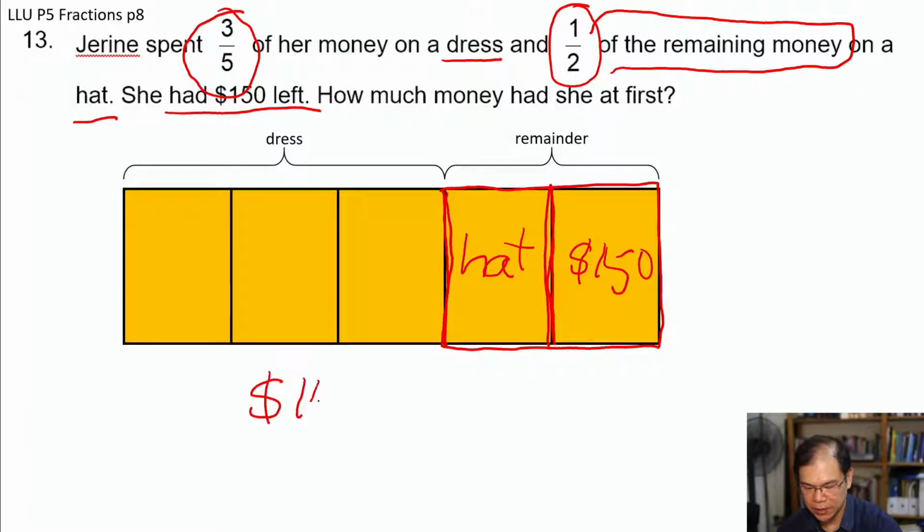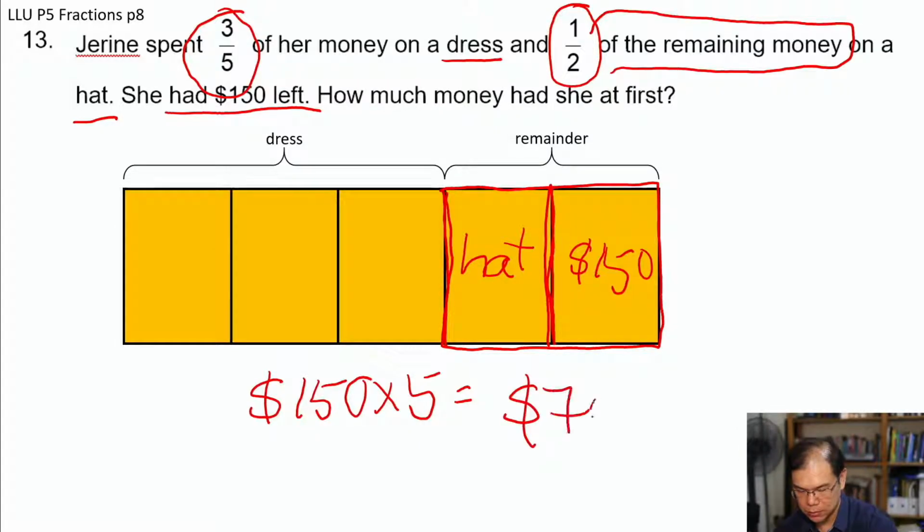So 150 times 5. Okay, 150 times 5, which will give me... 150 times 5. Yes, I know some of you must be screaming the answer at me already. $750. Okay, so this is the answer, 750. Not too difficult, right? I'm going to show you a complicated method.